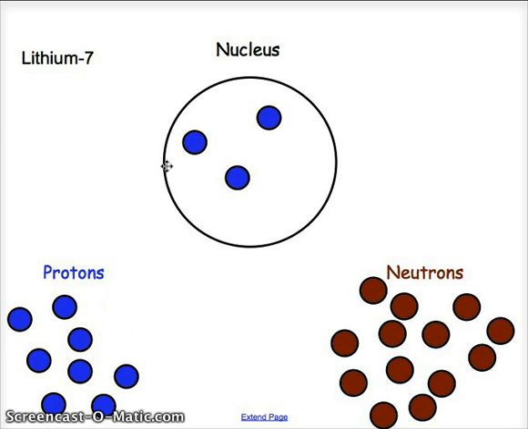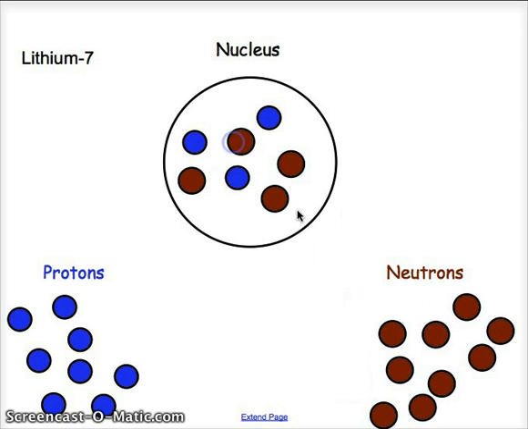Now, take a second to think about how many neutrons must be added to this nucleus so that the mass number is equal to 7. Remember, the mass number is the sum of protons and neutrons. There are already 3 protons, meaning we need to add 4 neutrons to this nucleus. Here I have made a correct model to represent the nucleus of lithium-7.